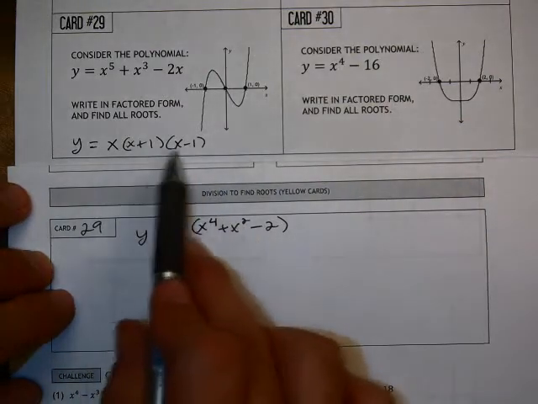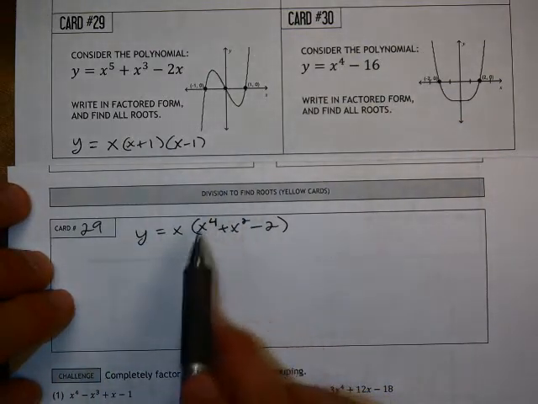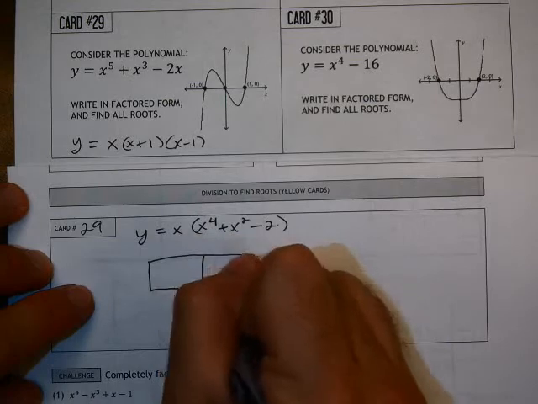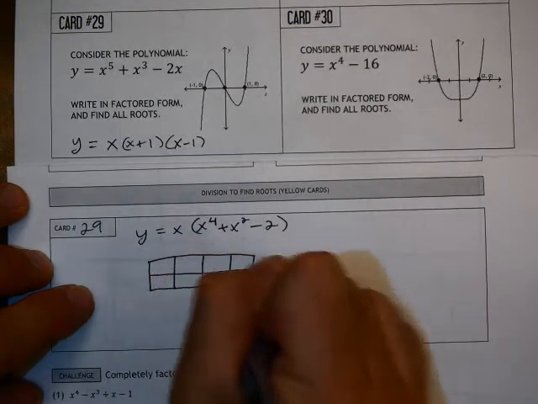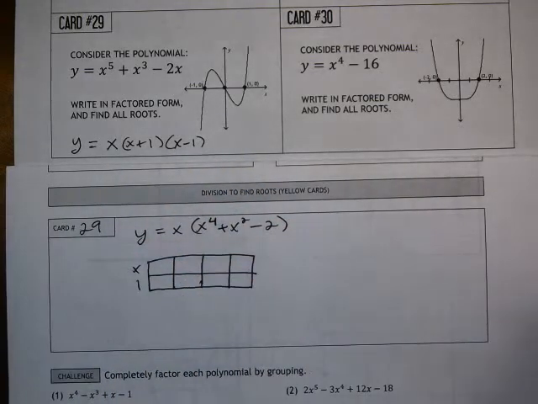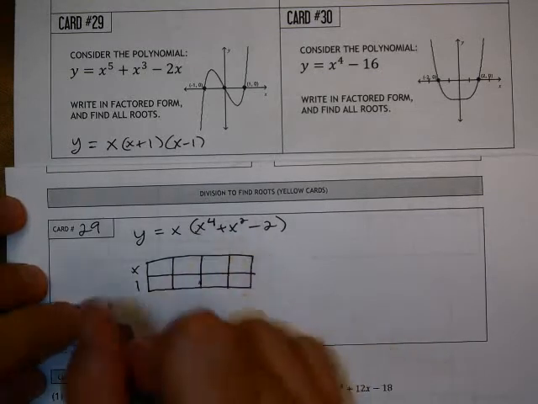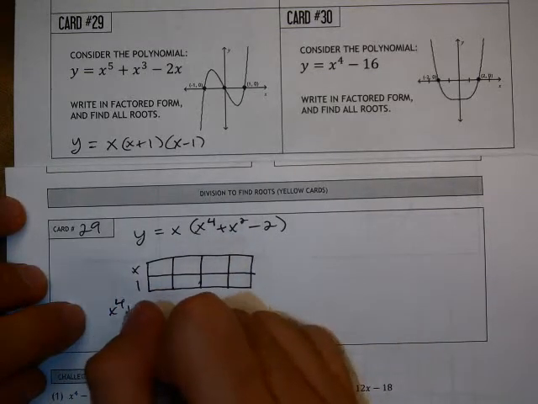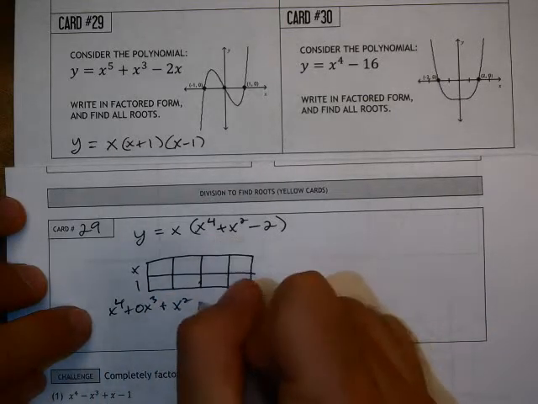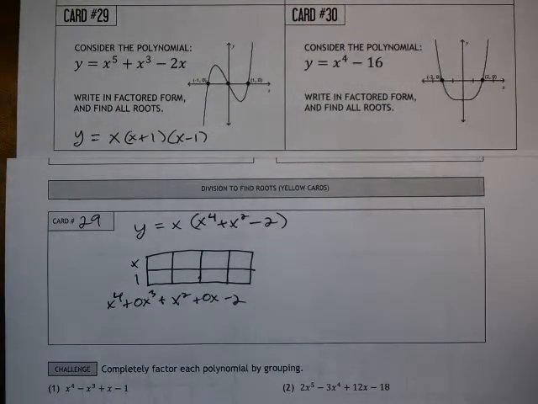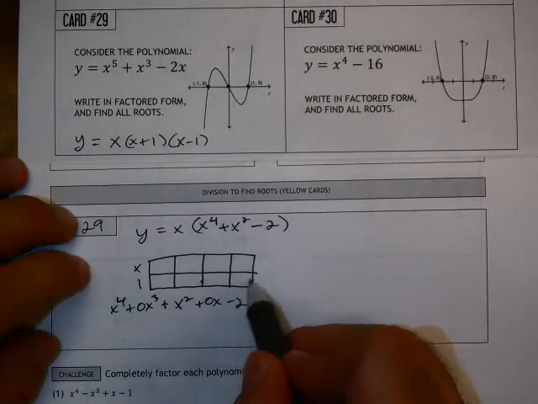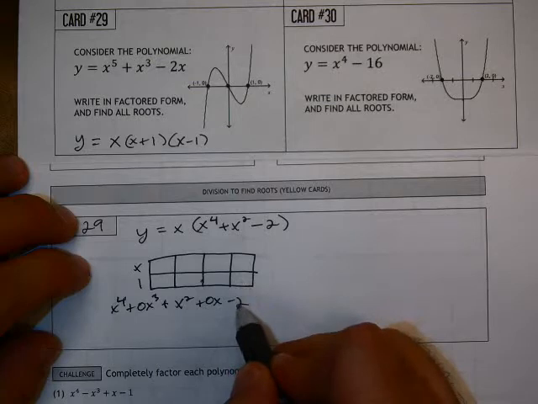You can choose either one. You're going to try to divide one of those into this result here. If you're using the boxes, it's going to be 4 across and 2 up and down. Again, you can choose either one, it doesn't matter which. I'm going to go with the x plus 1. At the bottom, I have to put this result, x to the 4th plus 0x to the 3rd, since there's no x to the 3rd term, plus x squared plus 0x minus 2. If I'm doing this correctly, when I use division to find the roots, there should not be a remainder. So this should match negative 2.